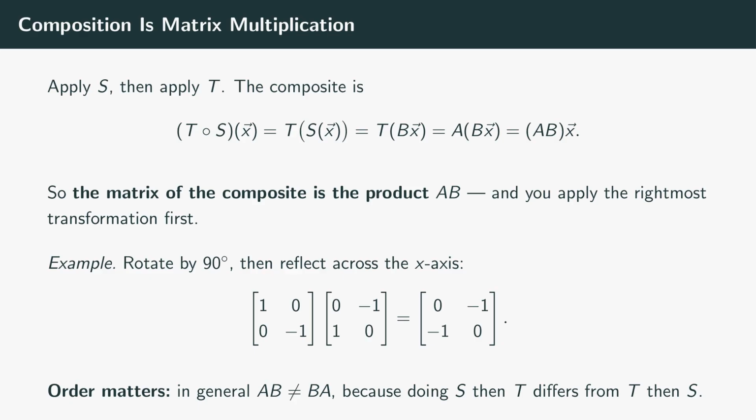As an example, rotating by 90 degrees and then reflecting across the x-axis multiplies out to a reflection across the anti-diagonal. And because doing S then T is generally not the same as doing T then S, matrix multiplication is not commutative. Order matters in geometry and in algebra alike.